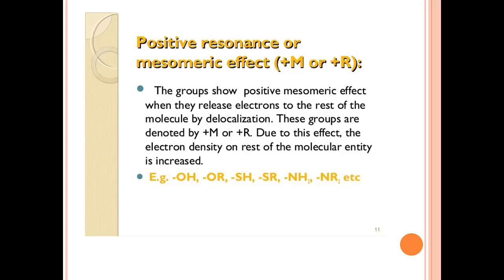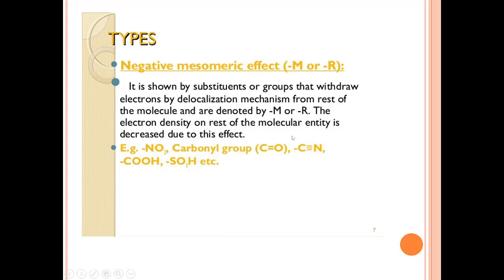So positive mesomeric effect most commonly denoted as plus M or plus R. So which are the groups responsible for exerting positive mesomeric effect? They are OH, OR, SH, SR, NH2 and NR2. So friends, which groups are responsible for negative mesomeric effect or minus M or minus R effect? They are NO2, carbonyl, nitrile, COH and SO3H and so on.